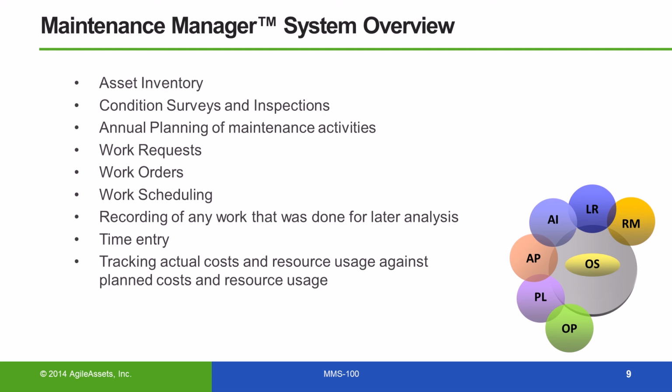Asset inventory for various baseline asset types, condition surveys and inspections, planning of maintenance activities for the year, work requests, work orders, and work scheduling, recording of any work that was done for later analysis, time entry, tracking of actual costs and resource usage against planned costs and resource usage. Next, we're going to go through these features in more detail, and in order to group them, we're going to use our standard Agile functional areas, starting with asset inventory.